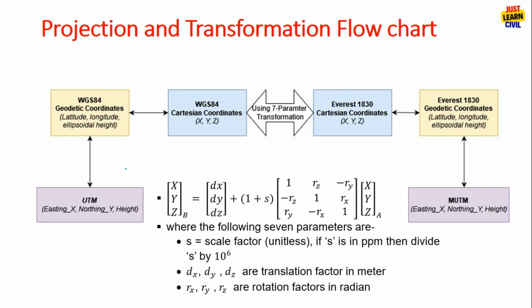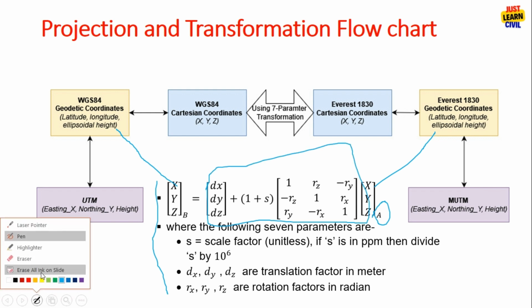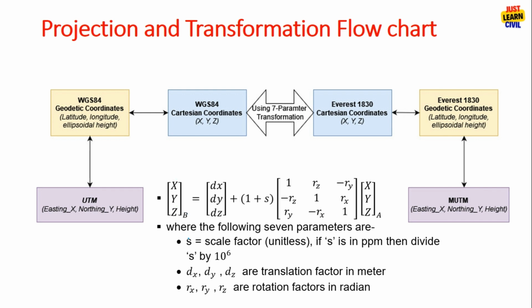The transformation equations used here are as shown here. Suppose this is the coordinate of WGS 84 and we need the coordinates of geodetic Everest 1830, then this is the known coordinate to be used here, and we have the 7 parameters. So coordinates of datum B is equal to transformation parameter and uses of coordinates of datum A, where the 7 parameters are dx, dy, dz.